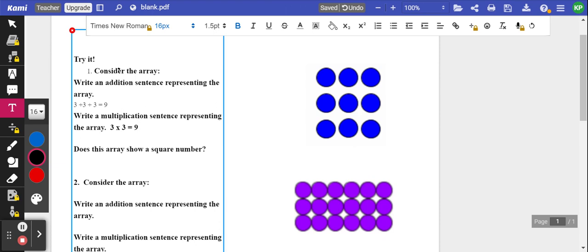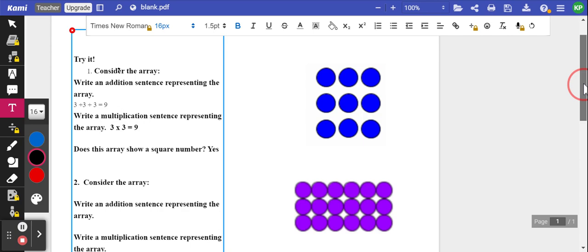The next question was, does this array show a square number? A square number is represented whenever you have the same number of rows as you do columns. So here you can see I've got 3 rows and I have 3 columns. So yes, this does represent a square number. And you can see it makes a perfect square, right? All the sides are the same. That is a square. So yes, this represents a square number.